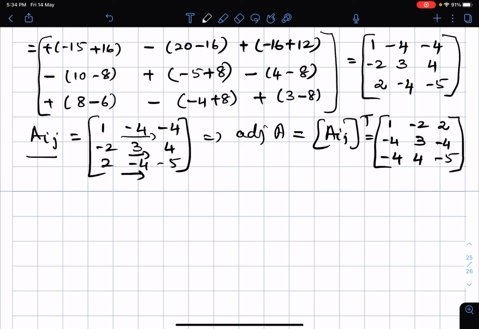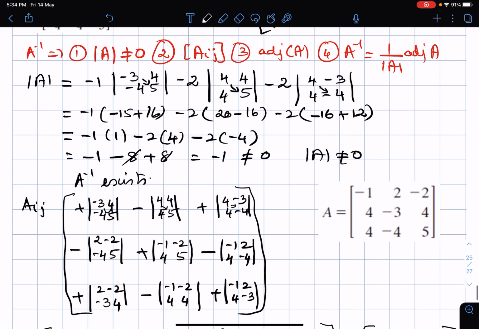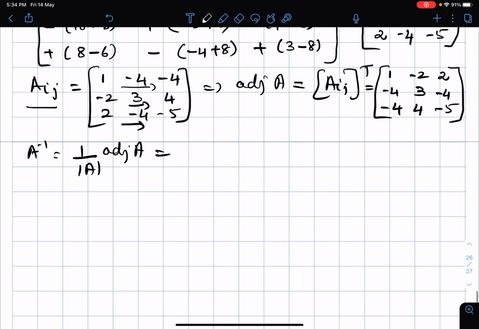So we have got adjoint A. Now we are going to go to the fourth step, A inverse. What is the formula for A inverse? 1 by determinant A into adjoint A. What have you got for determinant A? Already you have got it as minus 1, isn't it? Yeah, here it is. Determinant A is minus 1. So you are going to substitute that, 1 by minus 1 into adjoint A, which is 1 minus 2 2, minus 4 3 minus 4, minus 4 4 minus 5.